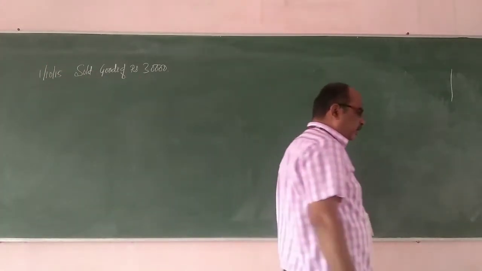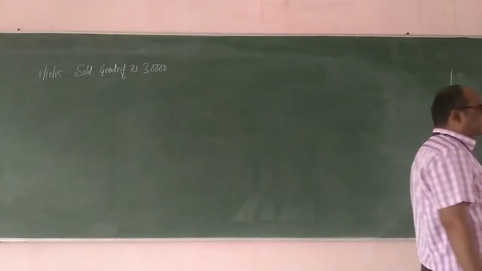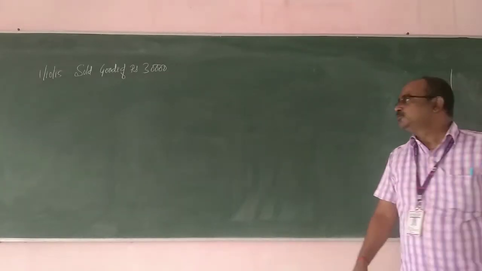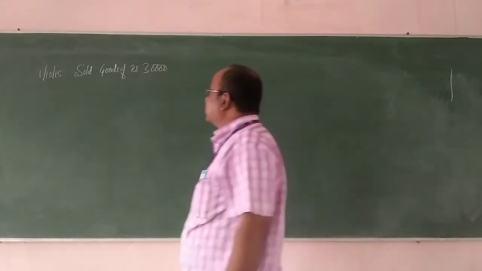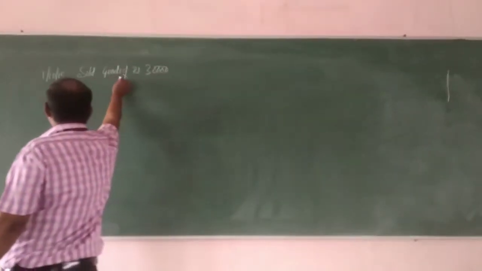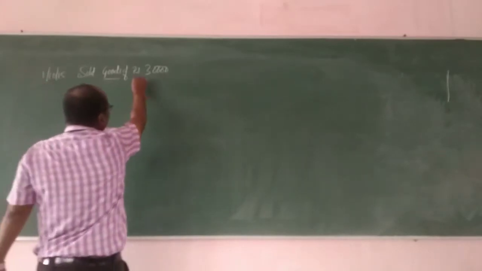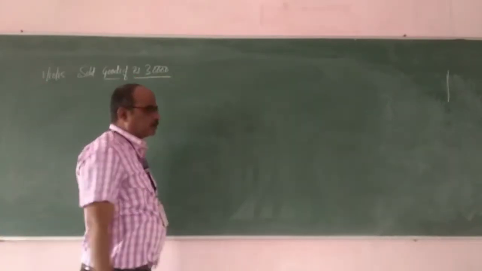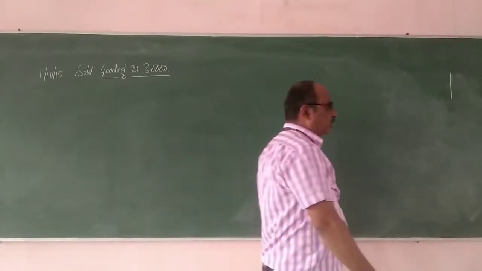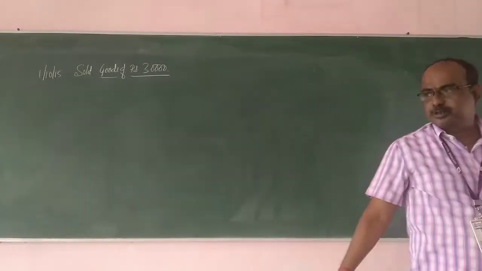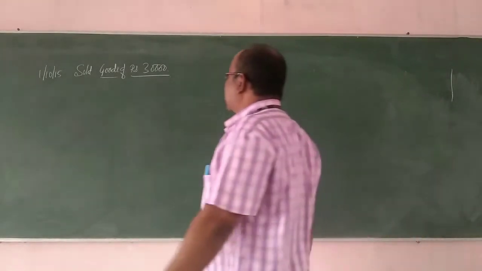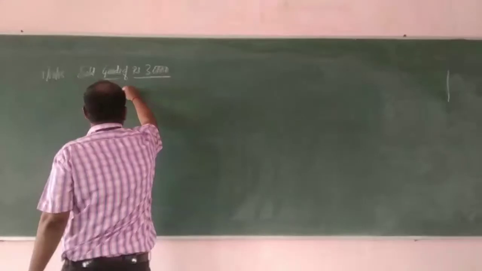Now here, sold goods of rupees 30,000. This is not a credit transaction, it is a cash transaction. One condition is fulfilled, that is goods are sold here, but the second condition, that it should be sold on credit, is not fulfilled. It is sold for cash. So this transaction cannot be recorded in the sales book.